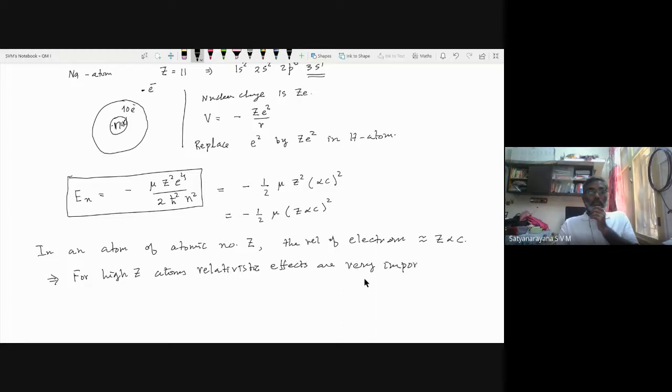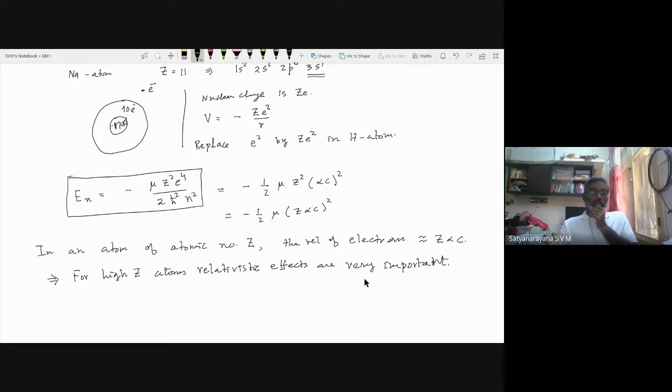because whatever decrease you are getting because of α being 1 by 137, then you multiply. For example, let's say uranium, Z is 92. This 92 by 137 is of the order of 1. So it will be important. Okay. In fact, you will be surprised that if you want to understand some system like gold, you have to do relativistic quantum mechanics.